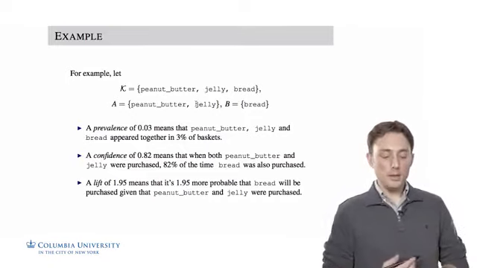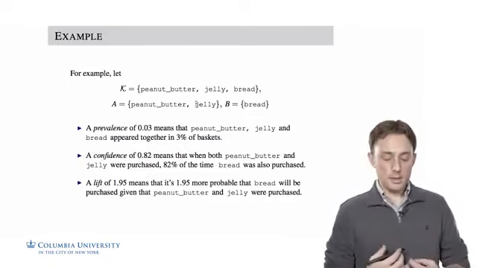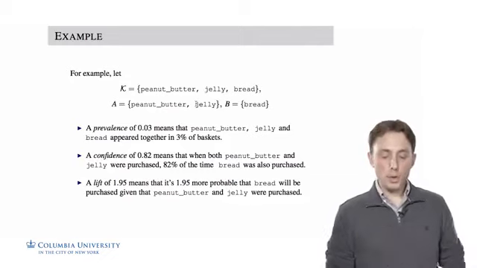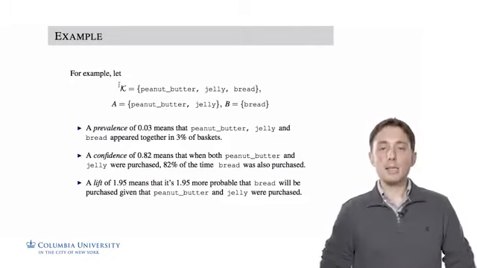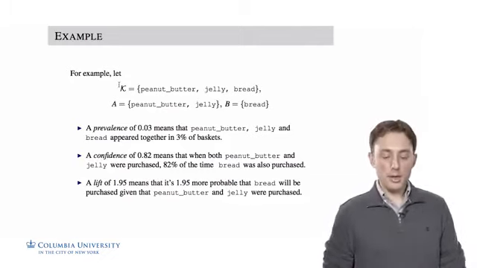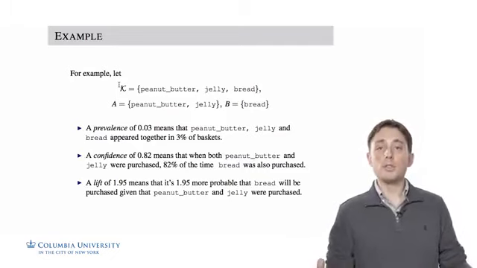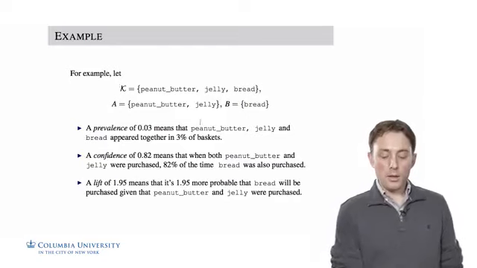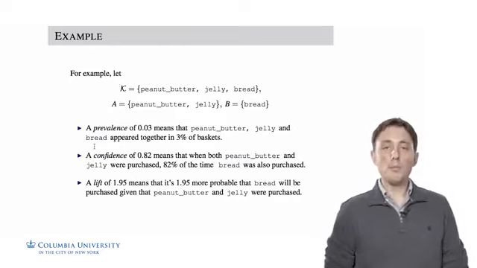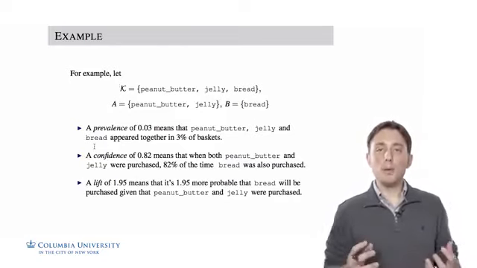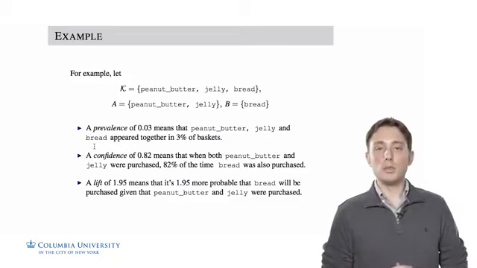So if you tell me that the set K has a prevalence of 0.03, that means that if I look at all of the data that I have, all of the purchases that I have, the 3 items, peanut butter, jelly, and bread, appeared together in 3% of those purchases.